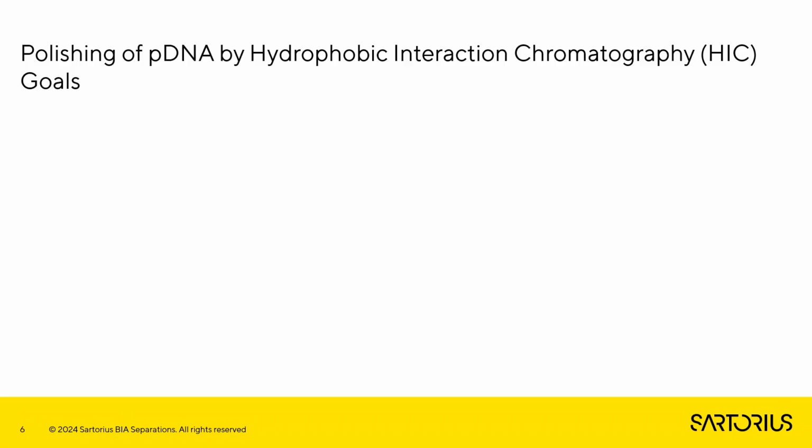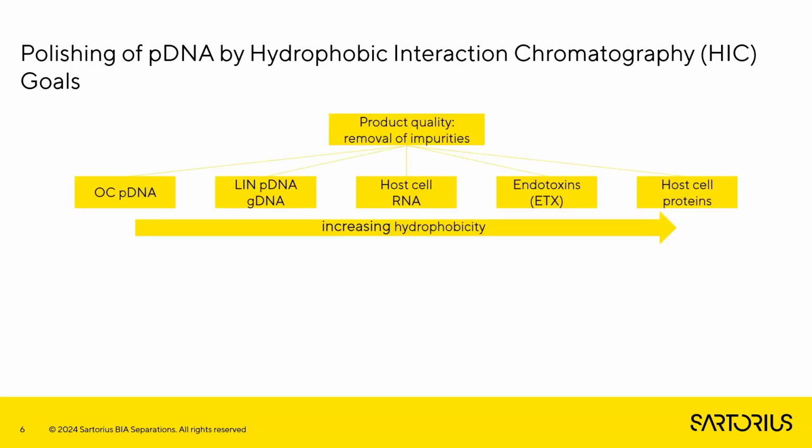There are two aspects of the polishing procedure that have to be considered. The first one is the quality of supercoiled plasmid. The polishing step has to increase the purity of supercoiled plasmid by removal of impurities. Here they are listed by increasing hydrophobicity: open circular plasmid, linear plasmid, and genomic DNA. Then we have host cell RNA, endotoxins, and host cell proteins. And somewhere in the middle, we have also our target molecule, supercoiled.